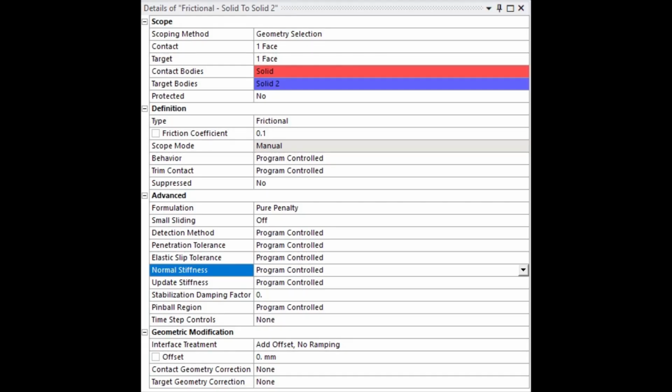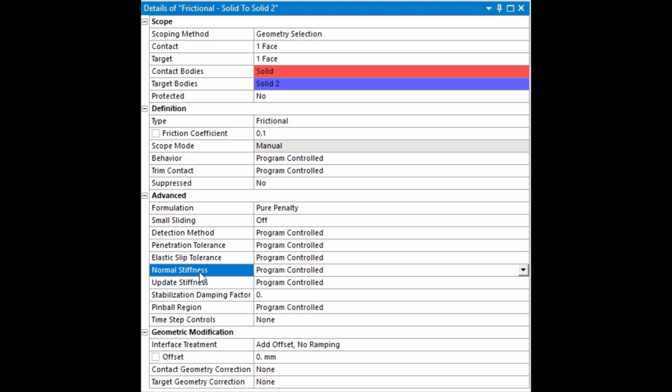You can alter the normal contact stiffness either by specifying the normal stiffness value here or by specifying the penetration tolerance here. When you specify the penetration tolerance, the normal stiffness is computed based on how much you are going to allow the contact to penetrate the target. The more penetration you allow, the less would be the computed normal stiffness, and the less the penetration, the more would be the computed normal stiffness.